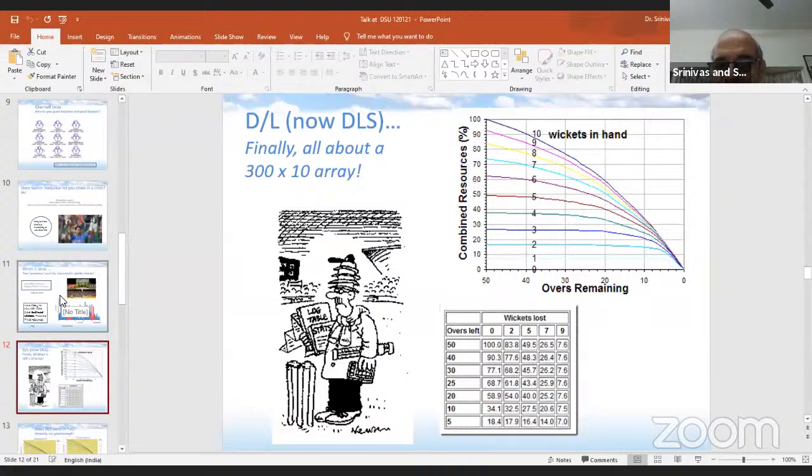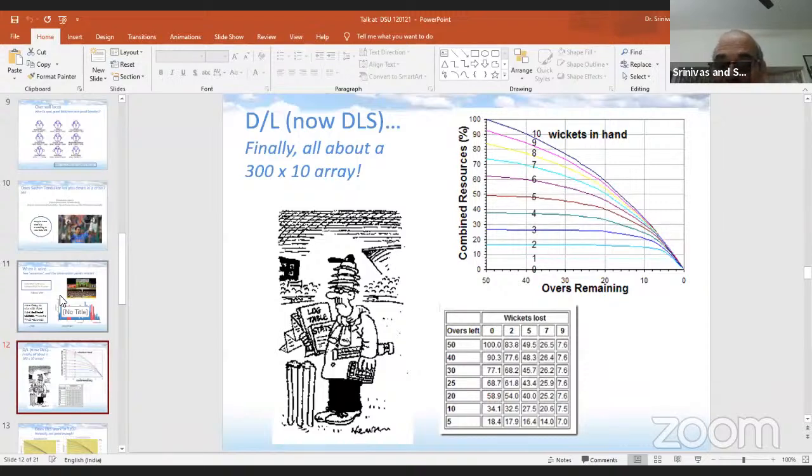Let's look at 25 overs and 2 wickets. So wickets lost are 2 and overs are 25, which means you're, let's say, 100 for 2 after the 25th over, and you may be chasing something. What does it mean? It means that you still have 61.8% of your resources. So you've only used up 100 minus 61.8, let's assume that was 62. So you still have about 62% of your resource and you've used up only 38% of your resource so far.